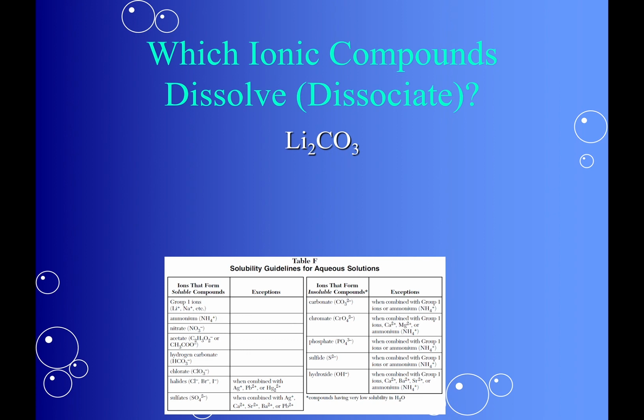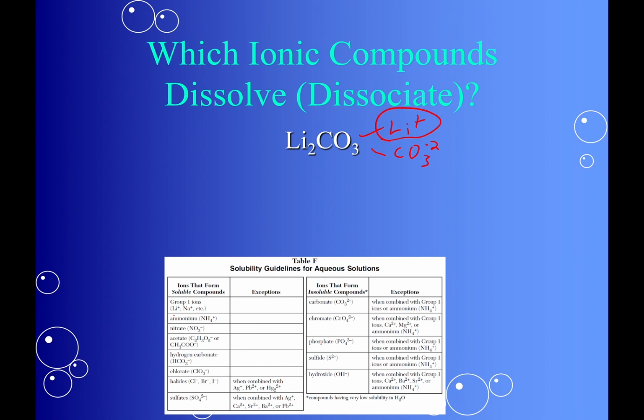This is lithium carbonate, and it contains two different types of ions: lithium and carbonate, which has a charge of 2 minus. That's why we have 2 lithiums, each 1 plus, combining with 1 carbonate ion. So we'll want to look for both of these in our table. I'm going to start with lithium.